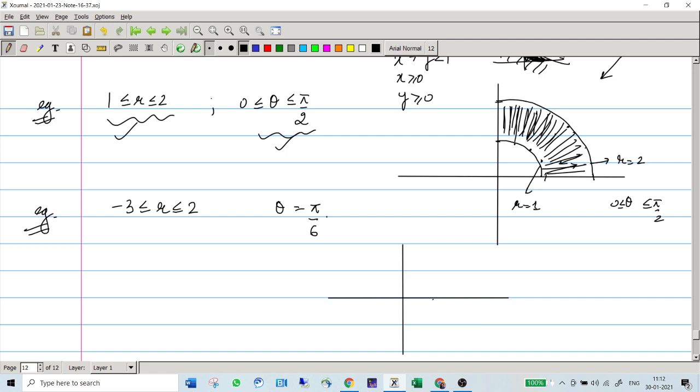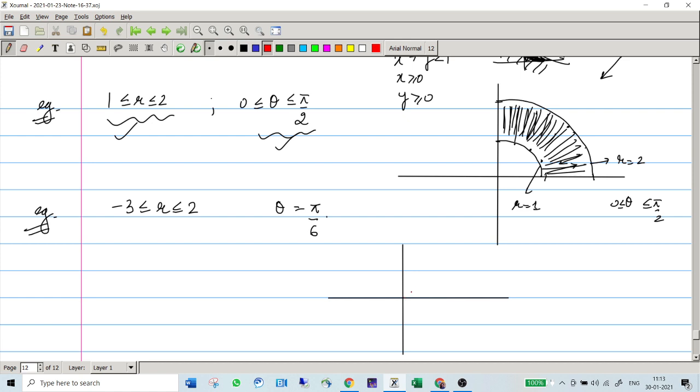Ma'am, one line with angle pi by 6 with the x-axis, and the x coordinates would be from minus 3 to 2. No, you can't say x coordinate right now, because your r is between minus 3 to 2. So we will do it like this.